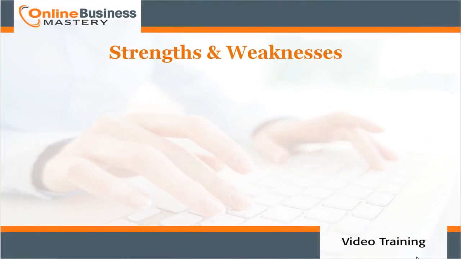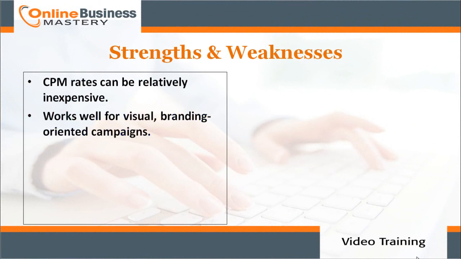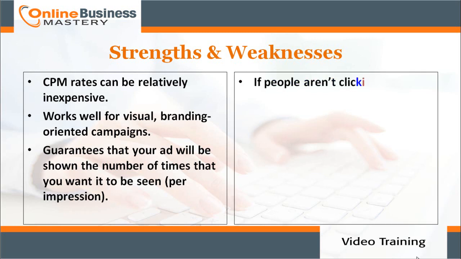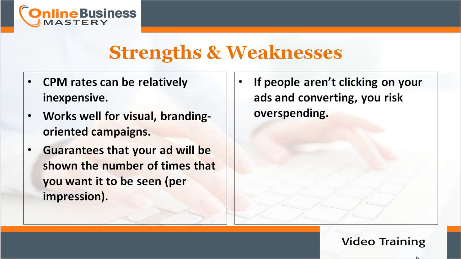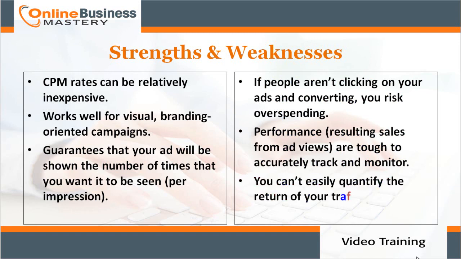Strengths and weaknesses. CPM rates can be relatively inexpensive, work well for visual, branding-oriented campaigns, and guarantee that your ad will be shown the number of times that you want it to be seen per impression. If people aren't clicking on your ads and converting, you risk overspending. Performance, resulting sales from ad views are tough to accurately track and monitor. You can't easily quantify the return of your traffic buy until the end of the campaign.